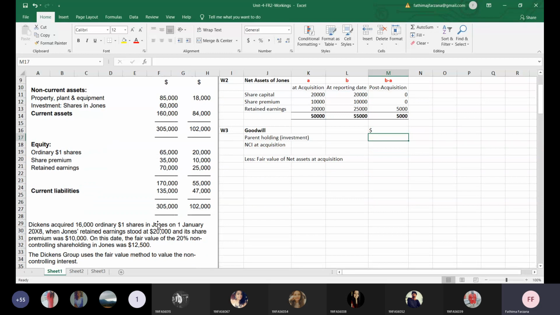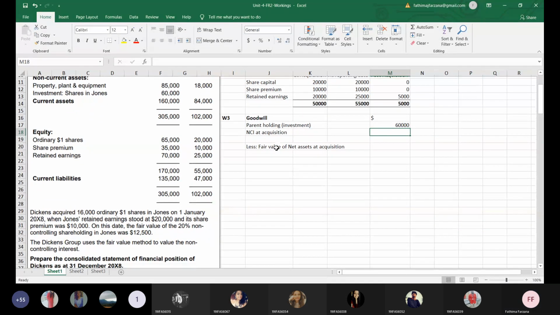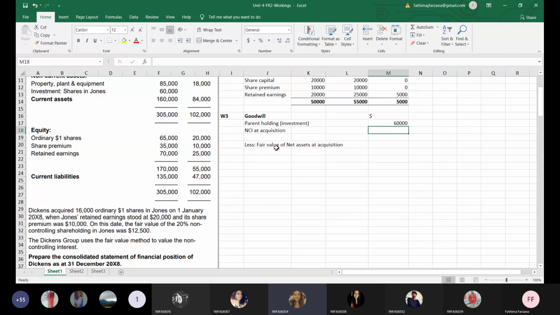Where can I find it? Balance sheet, ma'am, investment in shares in Jones. Very good. In the balance sheet, here it is there. Investments, shares in Jones. How much it is? 60,000. So this 60,000 is the investment which Dickens made on Jones. What is the non-controlling interest at acquisition? Yes, 12,500. Yes, it is given in this problem.